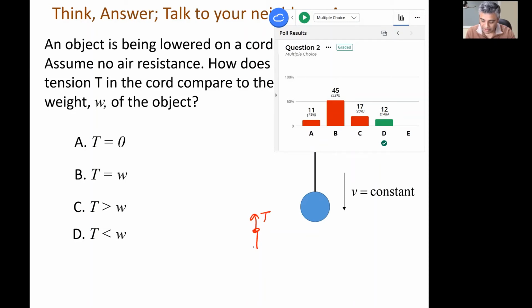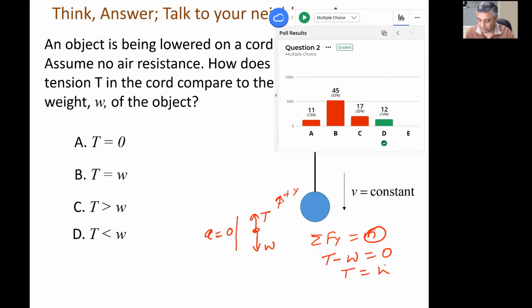So tension is there, W is there. How about acceleration? Constant velocity means zero acceleration. Is that right? Yeah. So the sum of forces must be equal to mass times acceleration, which means it's zero. So let's say up is positive. So T minus W is 0, which means T is equal to W. Hey, you are right.